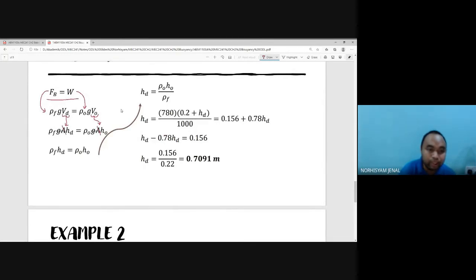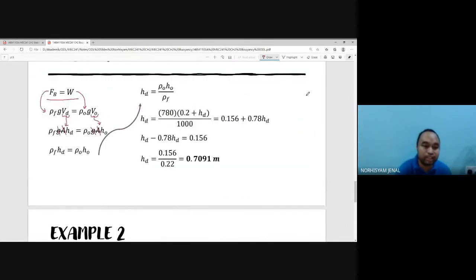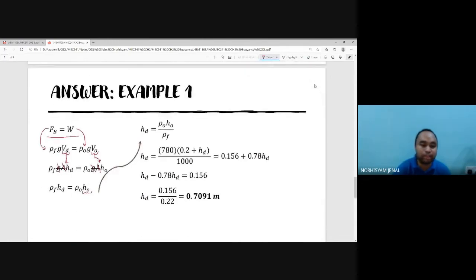G is 9.81 meter per second square, as long as we are in the same environment. They have the same 9.81 meter per second square. Rho fluid and rho object will be different. HD and HO will be different. Why? Because this is floating. So HD is HD, and HO is, as we already got from the picture, 0.2 plus HD.